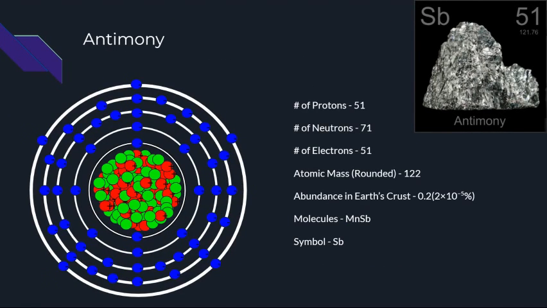Antimony. Now we can do antimony. 51 protons, 51 electrons, and 71 neutrons. The atomic mass is rounded to 122. The abundance in Earth's crust is, here it comes, 2 times 10 to the negative 5th power percent. Molecules include SbMn. Symbol is Sb.